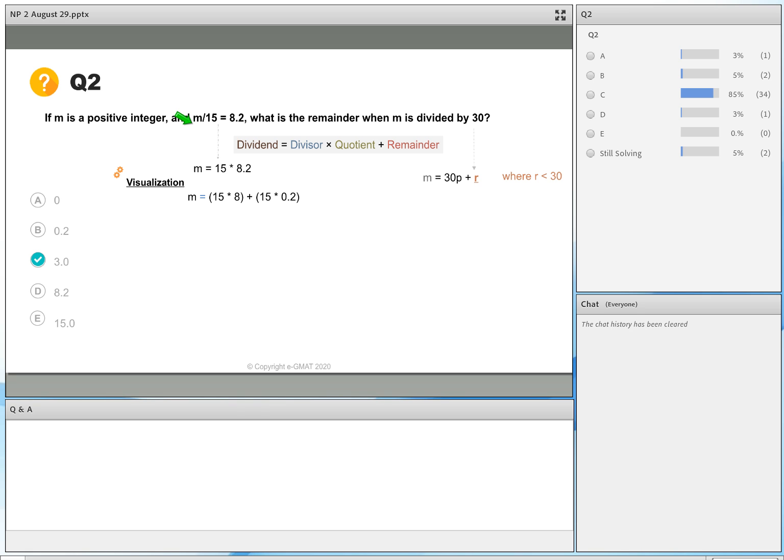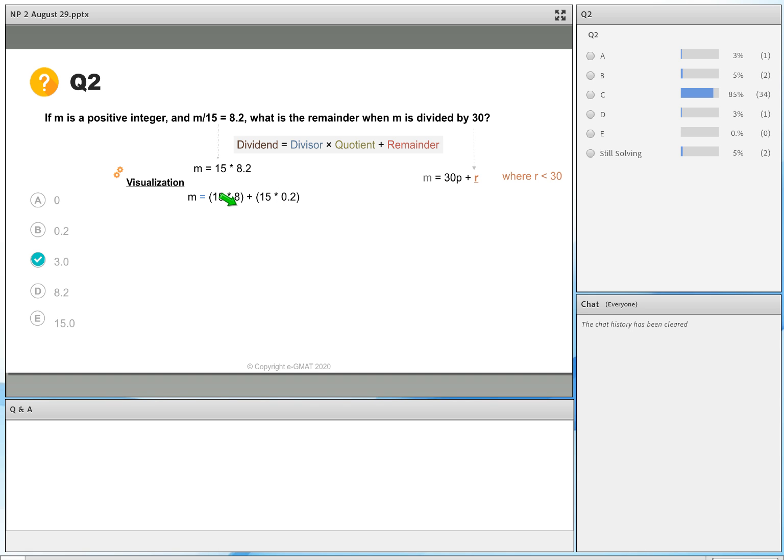So m by 15 is 8.2. I'm just writing this as m is 15 times 8.2, and I'm going to separate 8 and 0.2 from this. So this part is going to become what? The 3 that I had, and 15 times 8 is here. Now the goal is to have the divisor as 30. So from 15 times 8, I have to get 30. Very easy. 30 is just 15 times 2.